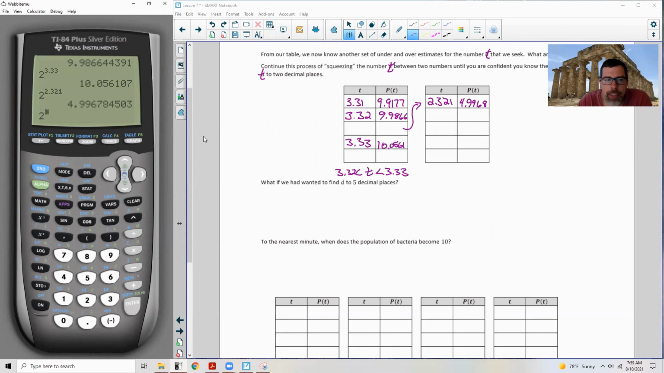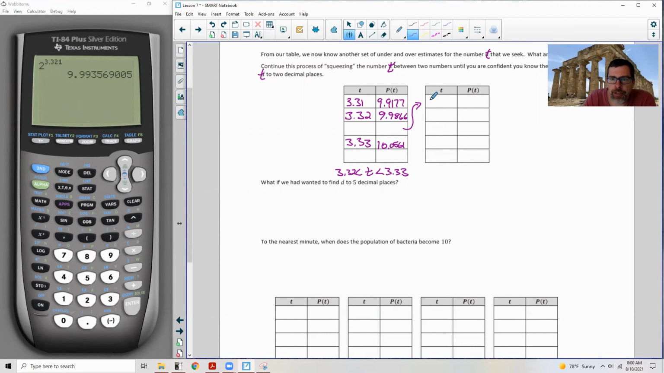I made a mistake on the last one. I put a 2 here, so disregard this. It's not 4.99. That's way too big, obviously. I wanted 2 to the power of 3.321, enter. That's better. Let me get rid of all of this.